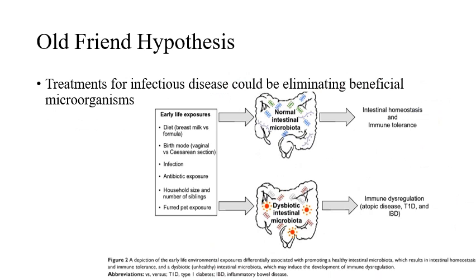And they have a couple different hypotheses, the first of which is known as the old friend hypothesis. So some of the treatments for infectious disease could be eliminating beneficial microorganisms. So for instance, antibiotics themselves could be killing beneficial bacteria in the GI tract, which is then causing autoimmune and inflammatory diseases because other foreign pathogens are now more prevalent, or they're not there and they should be.